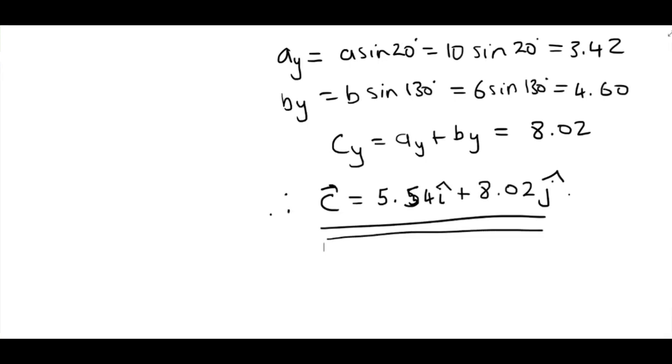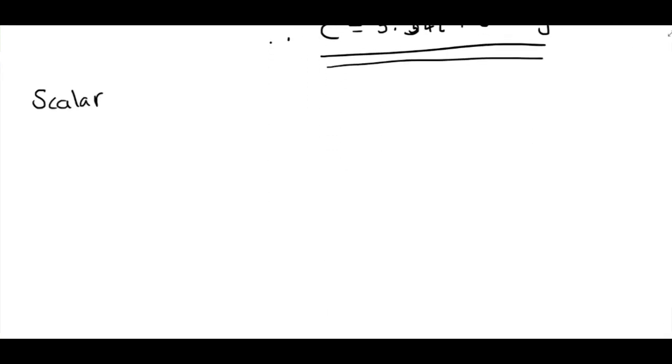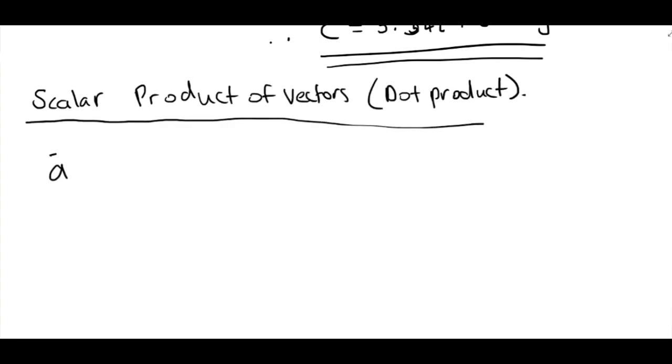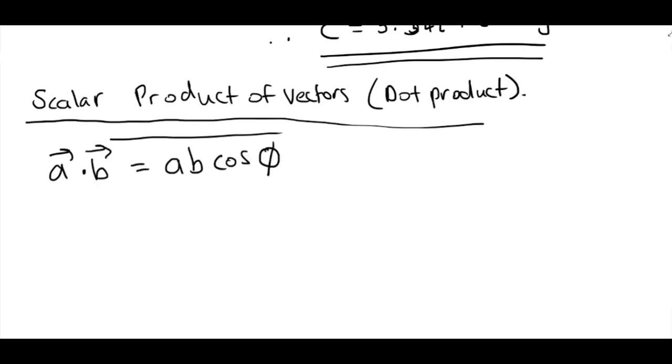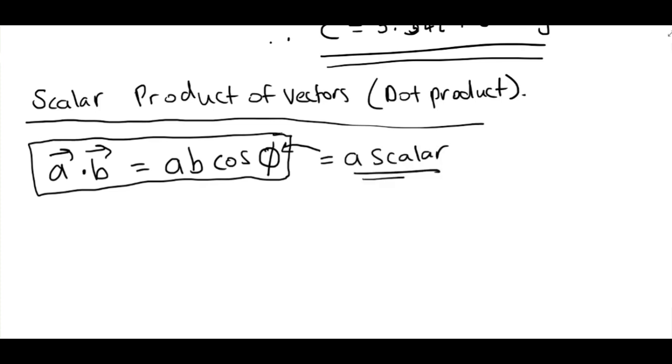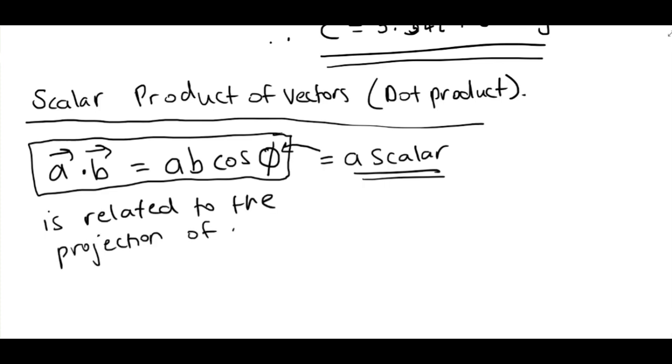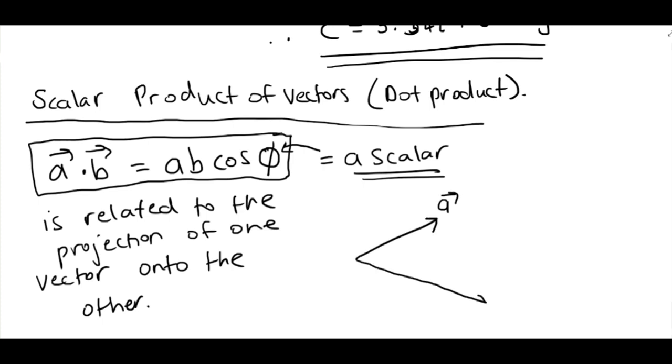Now we take a look at something we call the scalar product of vectors, also called the dot product. We define the dot product with the symbol right here in the middle, A dot B, and this is equal to AB cos phi. One thing to note is that this will always give us a scalar answer, and this is related to the projection of one vector onto the other. So if we draw a diagram, say we have a vector A and a vector B, then the projection of vector A onto vector B at an angle of phi is what we call A cos phi.